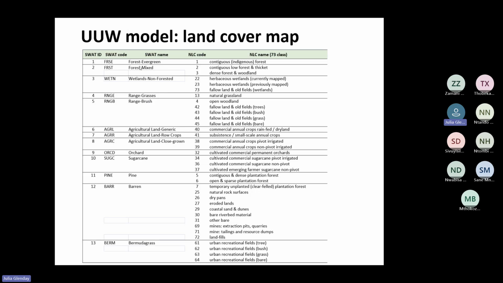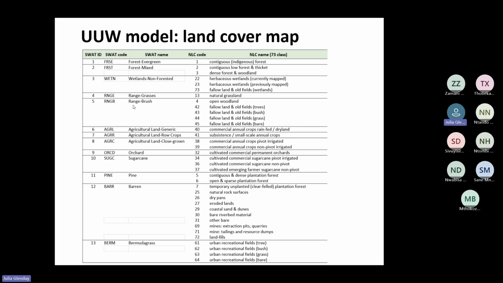It doesn't mean that we're assuming what forest evergreen in SWAT is. We want to keep that as the indigenous forest, but it's a separate class that could be a good starting point. And then wetlands non-forested, you can see what that includes. Range grassland, everything that's mapped as grassland by the National Land Cover map. As I mentioned, you could zoom in and see that some might actually be pasture.